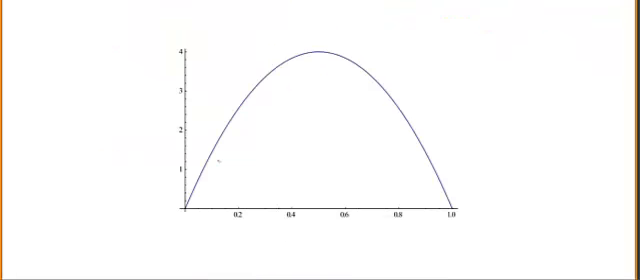Here's the position versus time function. Notice for the first half of a second, we're going upward until we reach a height of 4 feet, and then we go downward and we reach position 0, ground level. We hit the ground again at 1 second.